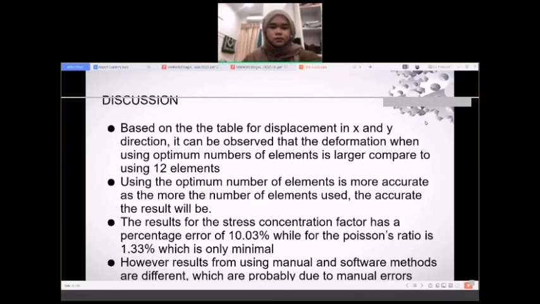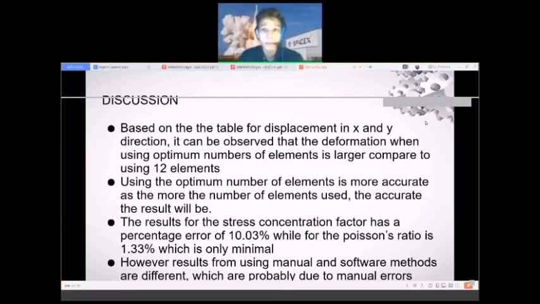Based on the discussion, from the table for displacement in X and Y direction, it can be observed that the deformation when using the optimal number of elements is larger compared to using 12 elements. Using the optimum number of elements is more accurate, as the more elements used, the more accurate the result will be. The result for the stress concentration factor has a percentage of error of 10.03%, while the Poisson ratio is 1.33%, which is only minimal. However, results from using manual and software methods are different, which is probably due to manual error made by humans.